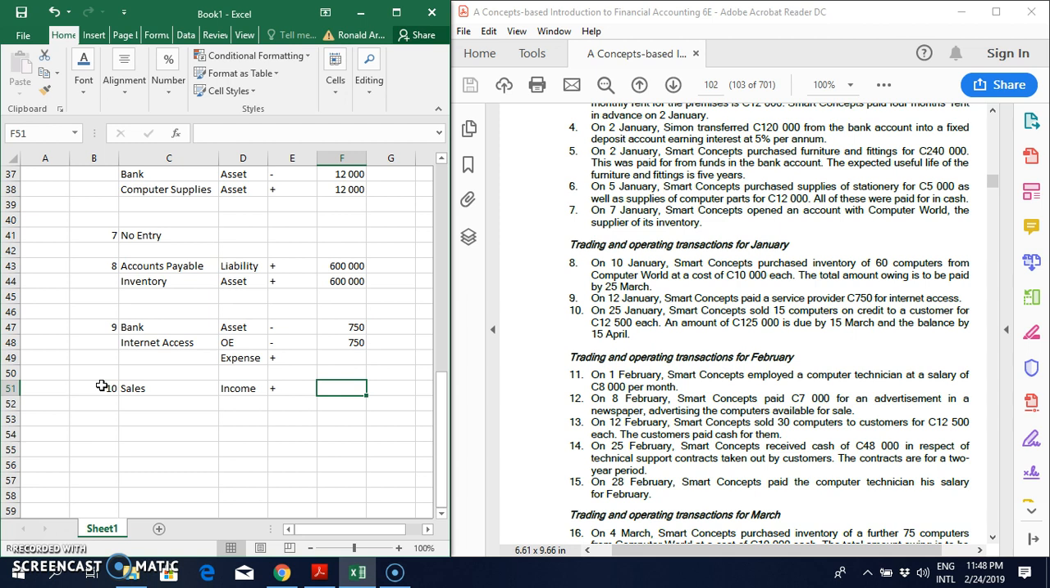and we have to say 12,500, that's how much we sold it for, multiplied by the 15 that we sold. Now we ask ourselves, how did we sell the computers? Did we sell it for cash or on credit? It says there that we sold it on credit to a customer, which means they owe us. When they owe us, we call it accounts receivable. Accounts receivable is an asset to the business, increasing because they owe us more, and that's 187,000.